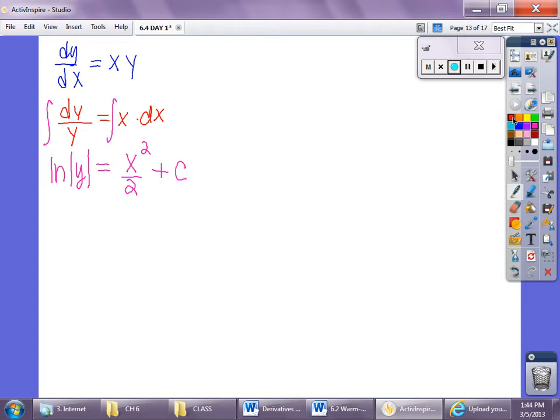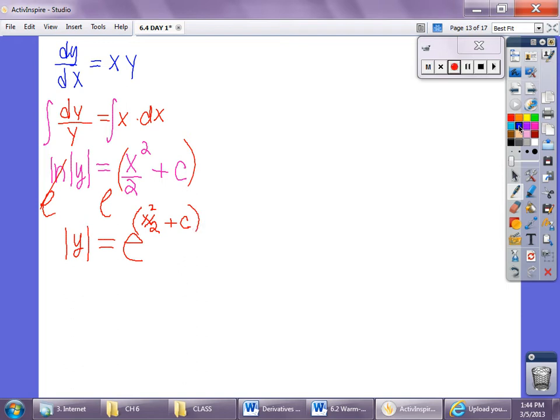So what do we get? We end up with needing to eliminate that ln. Get the absolute value of y is equal to e to the x squared over 2 plus c. That whole thing is the power. Just so you're very clear, that whole thing is a power.